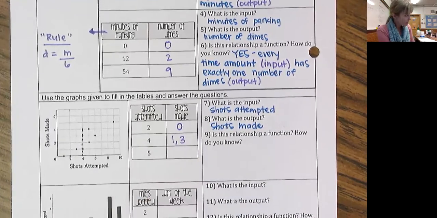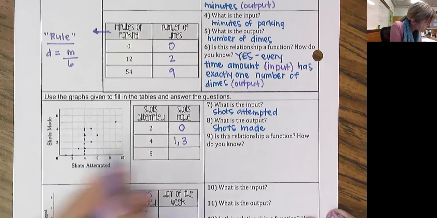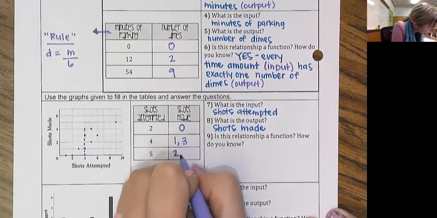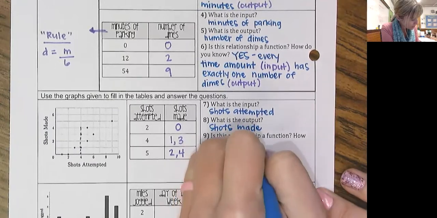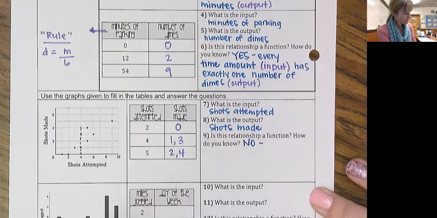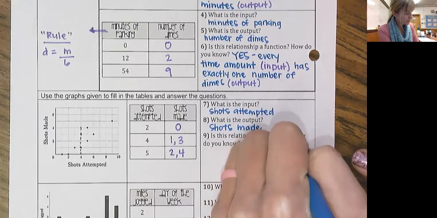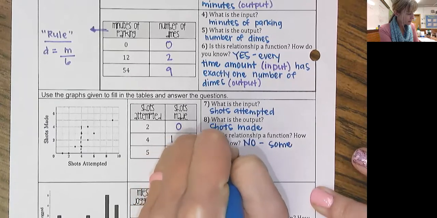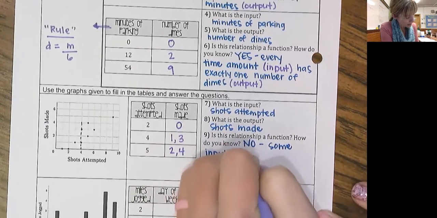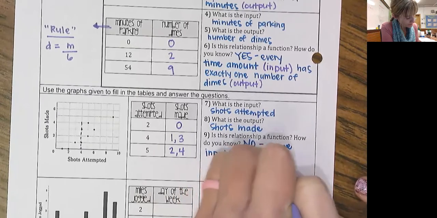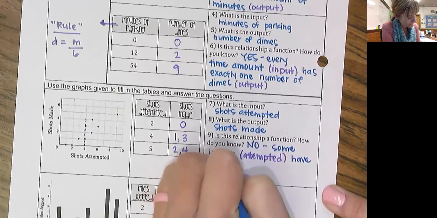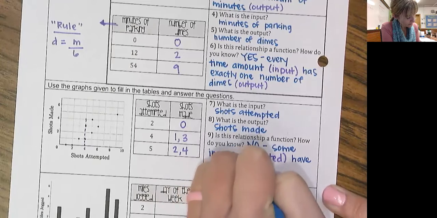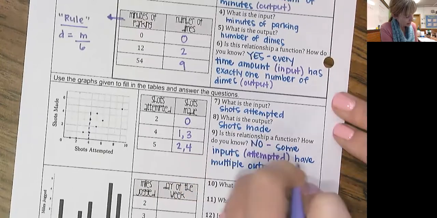That's not a function. This input of 5 also has 2. It was either 2 or 4. What that means is my input is not leading directly to one output. So is it a function? No. Why? Because some inputs, I'm going to label it this way, which in this case were attempted shots, have multiple outputs, which is the shots made.